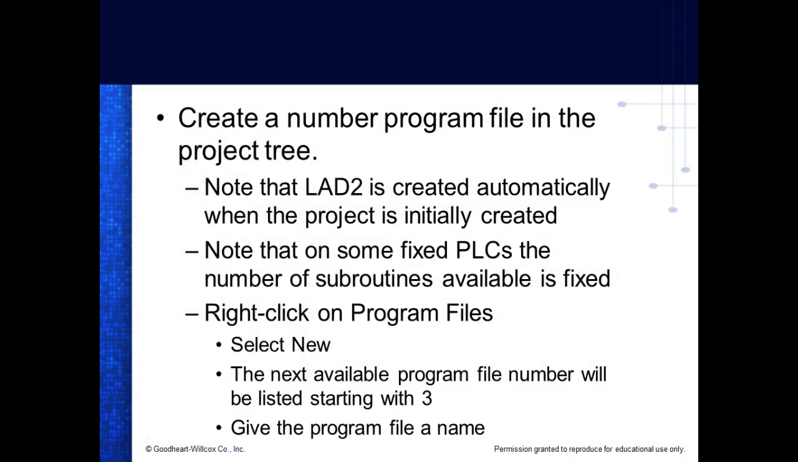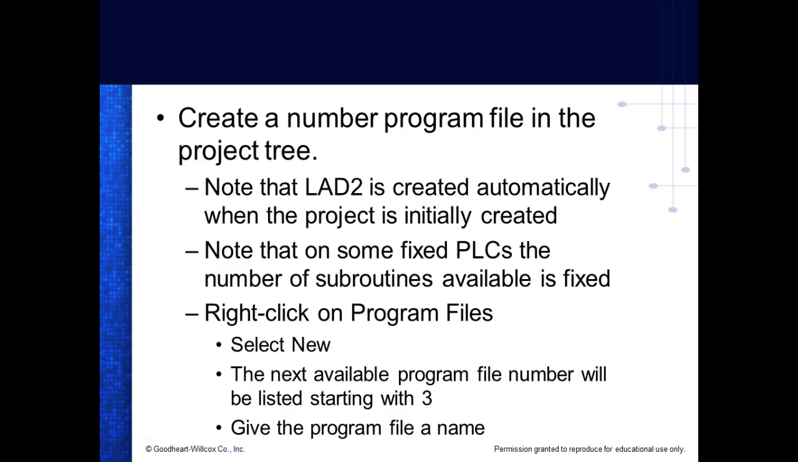Creates a number of program files in the project tree. Note that ladder 2 is created automatically when the project is initially created. Note that on some fixed PLCs, the number of subroutines available are fixed. So that means when you look at the 1000, it's going to have a bunch of program files over there already. And that's it. That's all you got. You can't do any subroutines past that on the 1000. The 1100s and the 504s, you can make as many as you got in.